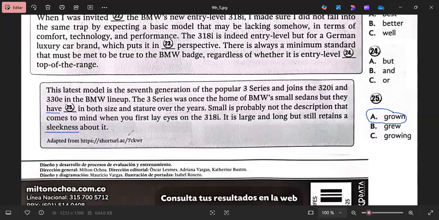This concept, slickness, talks about glamour, right? Shiny, something that shines. Of course, as in BMW, it's always a spec.